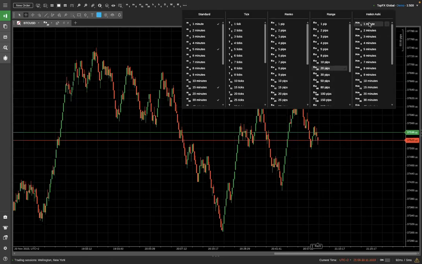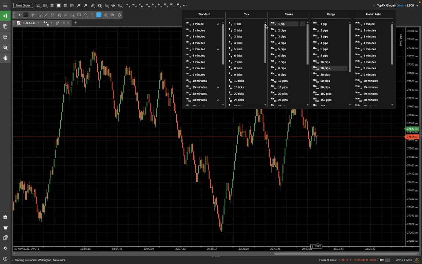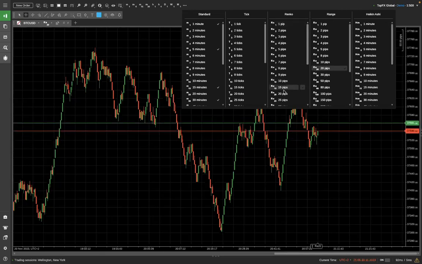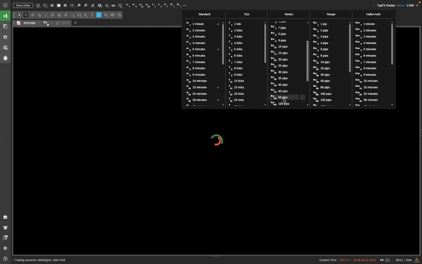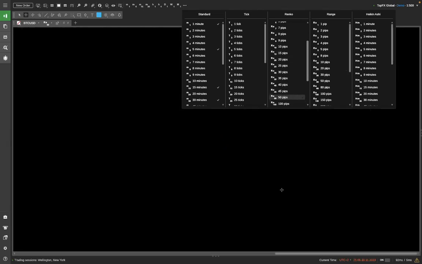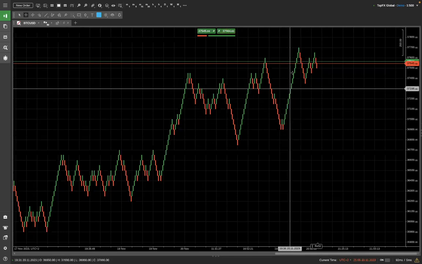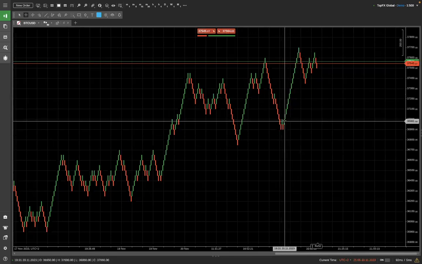And of course, you have other chart types as well, or you can have the Renko chart. The Renko is one of the most popular ones, because if you switch, for example, to the 50 pip Renko chart, that means there will be bricks, and every brick here is a 50 pip move. So you can filter out the noise, for example, coming from the tick chart.